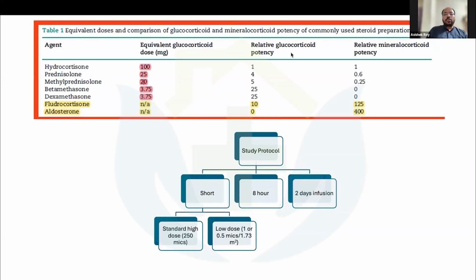Now come to the glucocorticoid to mineralocorticoid potency. Hydrocort is 1:1. For prednisolone and methylprednisolone, which have a higher glucocorticoid action, it is 4 to 5 is to 0.25, so it's almost 20 times higher glucocorticoid action. Betamethasone and dexamethasone do not have any mineralocorticoid action. Fludrocortisone has predominantly mineralocorticoid action. Aldosterone is a pure mineralocorticoid. So this is based upon the glucocorticoid and the mineralocorticoid potency.